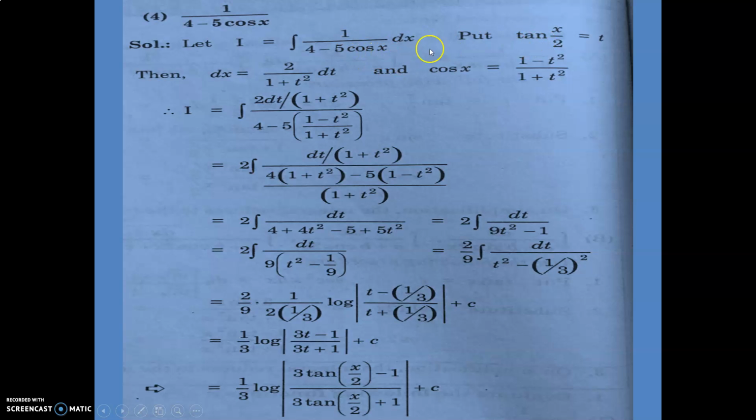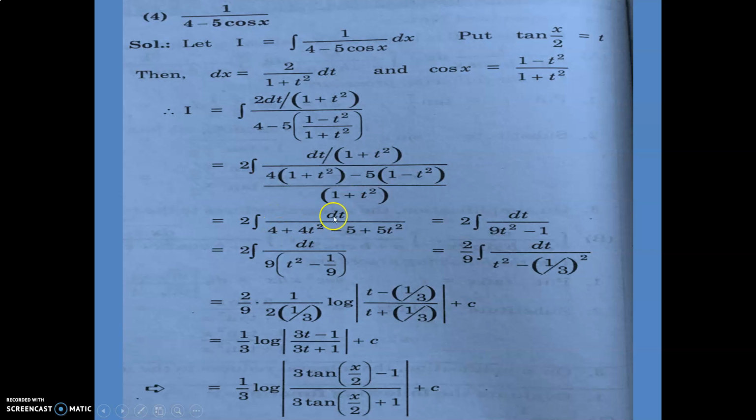So t is equal to tan x upon 2, dx is 2 upon 1 plus t square, and cos x is 1 minus t square upon 1 plus t square. After substituting you will get like this. Now you can take this 2 outside. So 2 into 1 upon 1 plus t square dt, and we are taking LCM. So 4 into 1 plus t square minus 5 into 1 minus t square upon 1 plus t square.